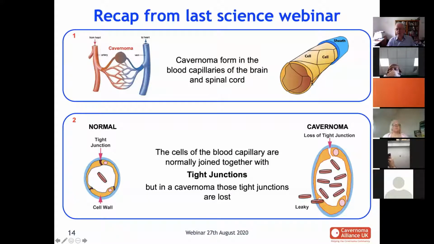And in cross section, you cut it, it looks like this. We're going to be talking about that sort of cross section quite a lot in today's talk.